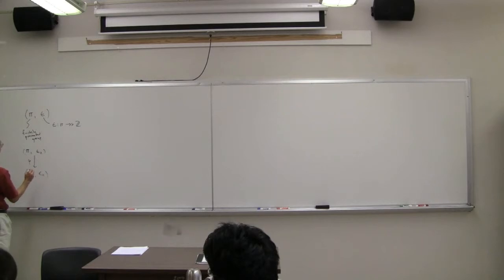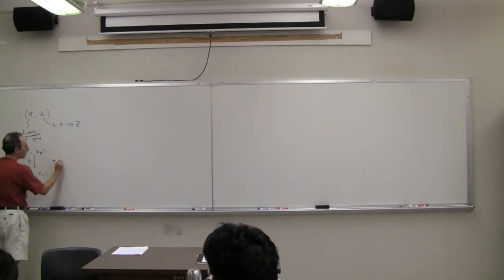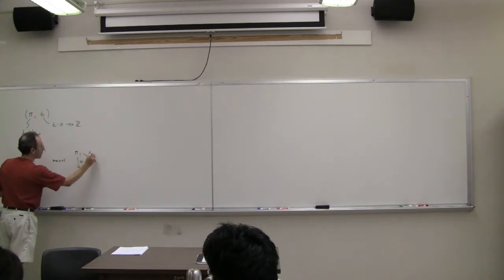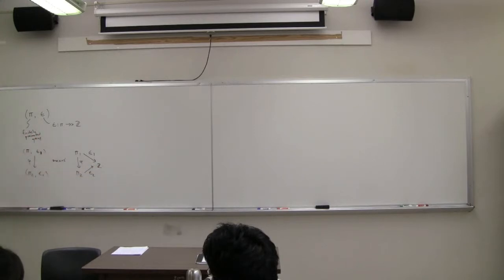Oh, what do I have? Epsilon 1. Oh, epsilon 1, thank you. This would be, means that phi is a homomorphism that makes this diagonal commute.